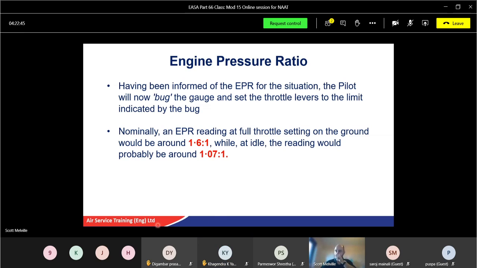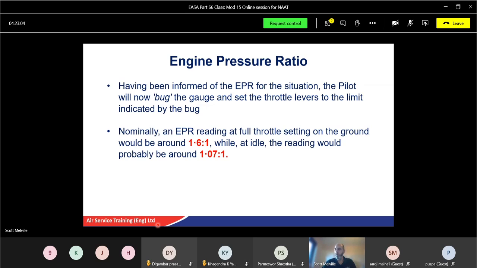We'll take it nice and easy today. A bit more on EPR. Okay, there's a few bits to look at there. Pressure ratio readings are normally just, there's no units as such, hence it's 1.6 to 1 or 1.07, just a unit. There's no specific units for the thrust itself.